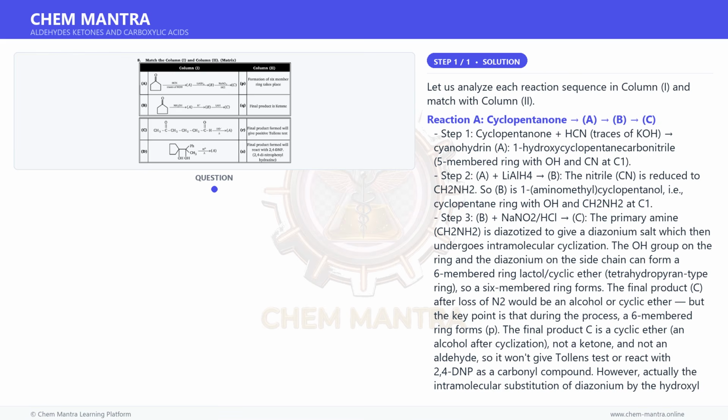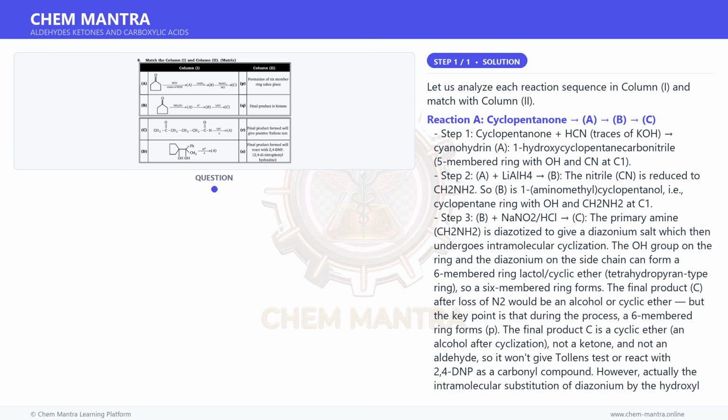The primary amine, CH2NH2, is diazotized to give a diazonium salt, which then undergoes intramolecular cyclization. The OH group on the ring and the diazonium on the side chain can form a 6-membered ring, a cyclic ether, tetrahydropyran type. The final product C, after loss of N2, would be an alcohol or cyclic ether, but the key point is that during the process, a 6-membered ring forms, P.